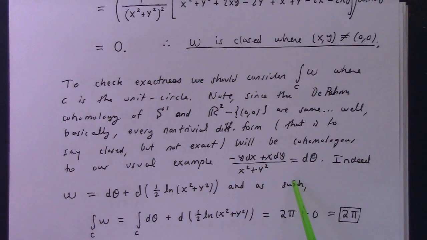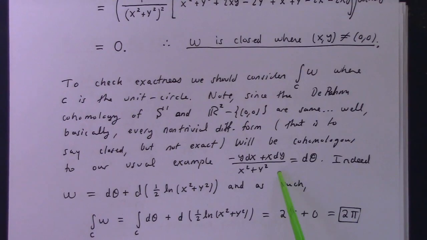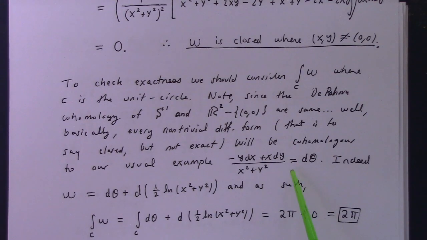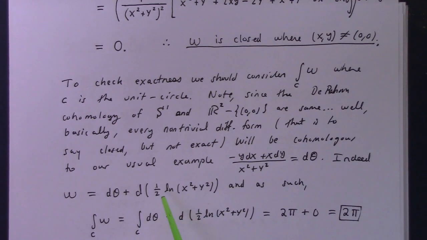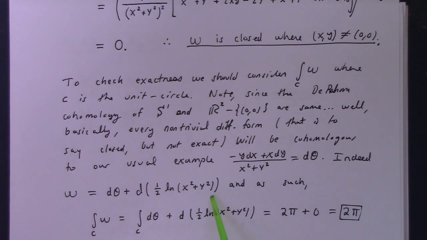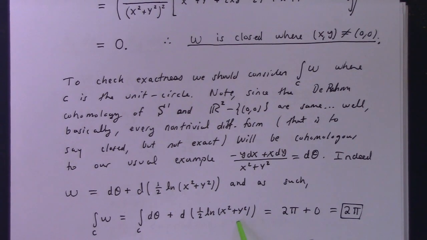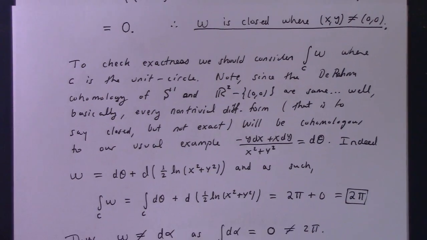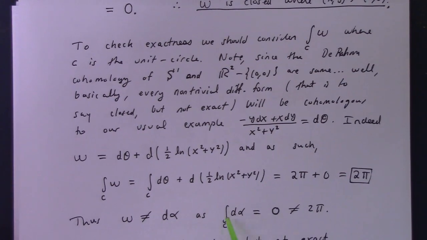This integrates to 2 pi, of course, which underlies the fact that the cohomology of the punctured plane, or the circle, if you prefer, is non-trivial, because there exists this closed form which is not exact. And so to that closed form which is not exact, I have just added the differential of 1/2 natural log of x squared plus y squared. And so that thing integrates to 0, because it's both closed and exact. But the d theta, of course, integrates to 2 pi, which shows you that omega is not exact, because it integrates to 2 pi. If it was exact, it would integrate to 0 around the unit circle.